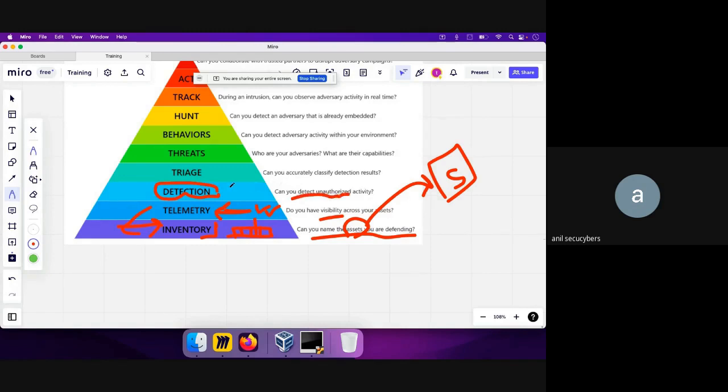Okay, so that is again kind of a detection strategy. If we have a really good detection team, for example, who are setting up alerts or tuning the alerts, then we are again in a good stage.